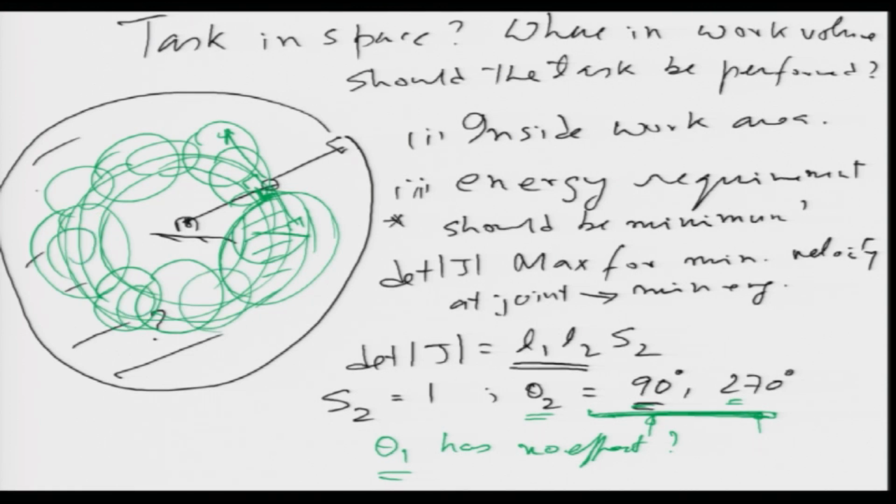So, let us look at a very simple example which will give us an idea of how this singularity actually works, or what the effect of it is. So, let us look at this example. We have a two-link manipulator again. So, this is an example or a problem.